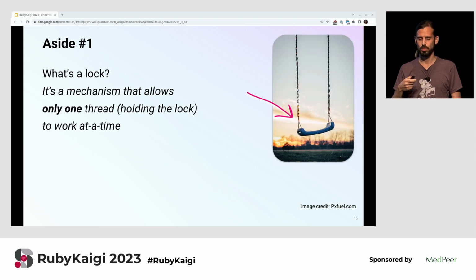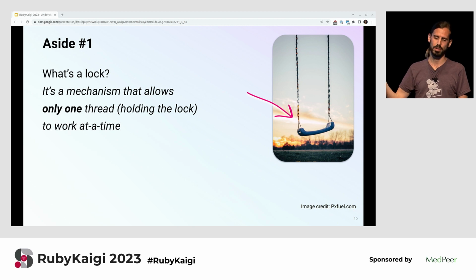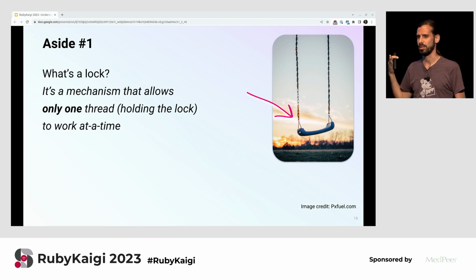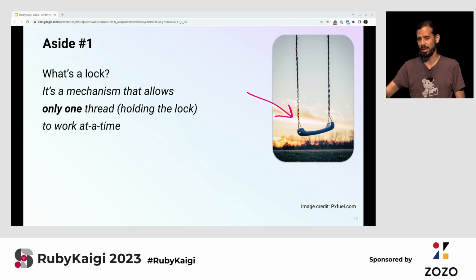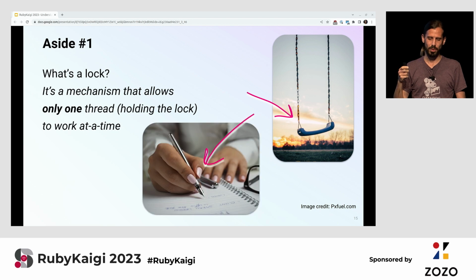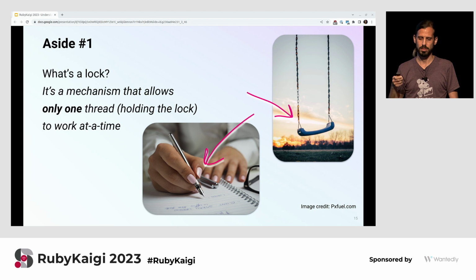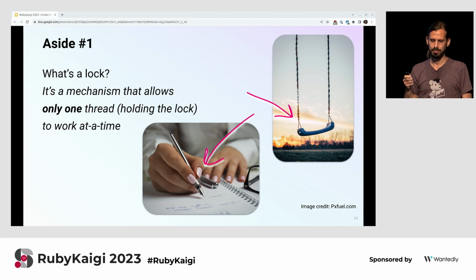So if you think about, for instance, a swing, only one person can be on a swing at a time, and the other people that want to go on the swing need to wait. If you try to put multiple people on a swing, maybe you can, but things will go badly. Or you can think of it as a pen. If you have multiple people and only a single pen, only one person can be holding the pen and writing, and the others need to wait. So a lock is a bit like this, but for computers.